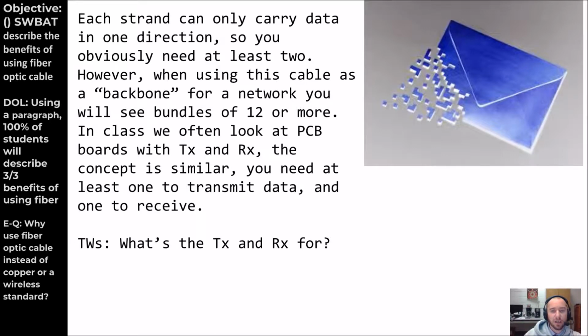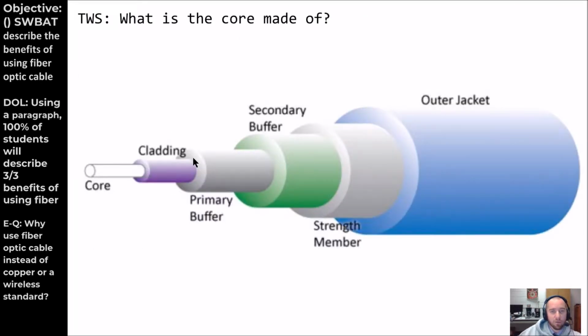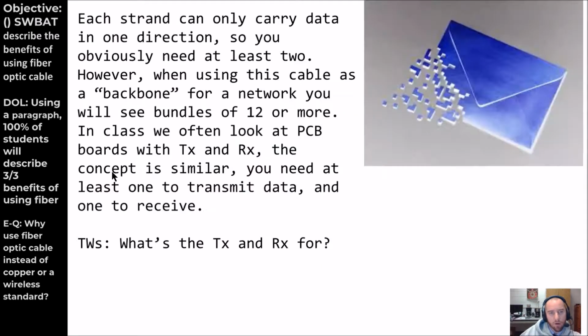And when you're using fiber optic cable as a backbone for a network, you'll usually see these come in bundles of 12 or more. Now in class, we often look at PCB boards with TX and RX written on them. So the concept is similar in terms of one cable or one core. And here you go, if you did not know what a fiber optic cable looks like, it basically has this glass core where the light travels through. So over here, you'll need at least one to transmit the data and one to receive.